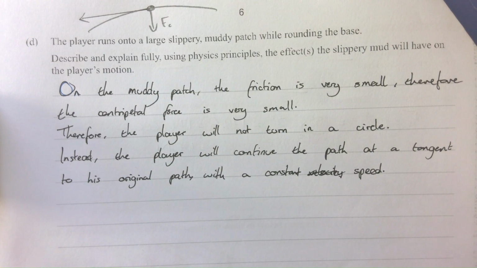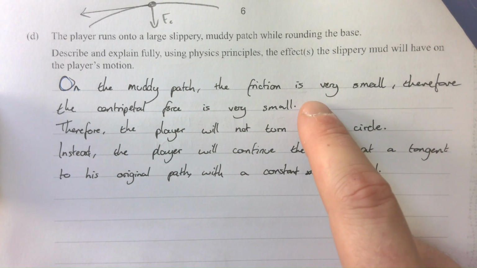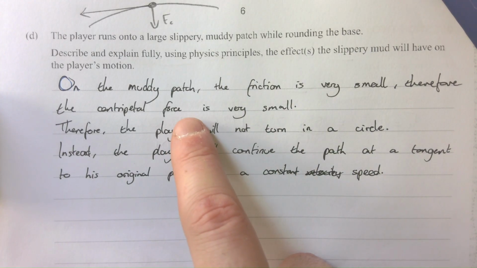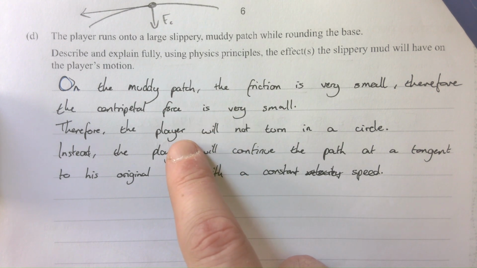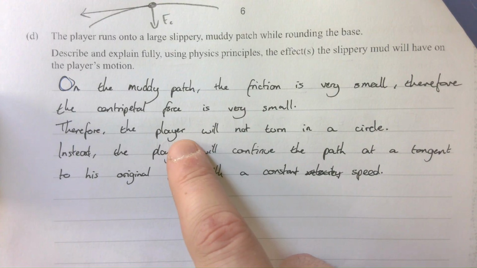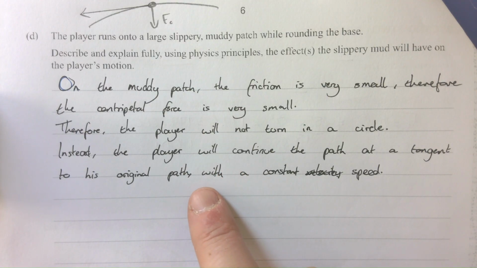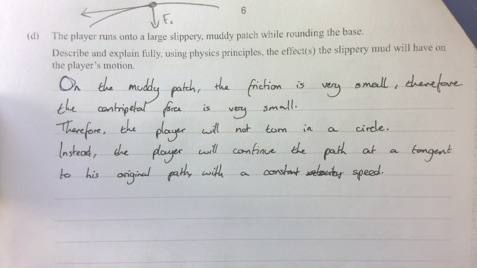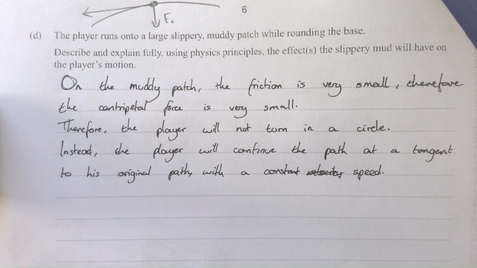So, this is an excellence question. You don't actually need to write that much here. The key points are that the friction gets smaller on the muddy patch, therefore centripetal force gets smaller. That's enough for achieve on its own. Then you have to talk about the fact that if it's wet and slippery, there won't be enough force to turn in a circle. Instead, they will move off, you can describe it as a tangent, which is what this straight line is here. We'll just move off in a straight line, no longer being turned towards a circle.